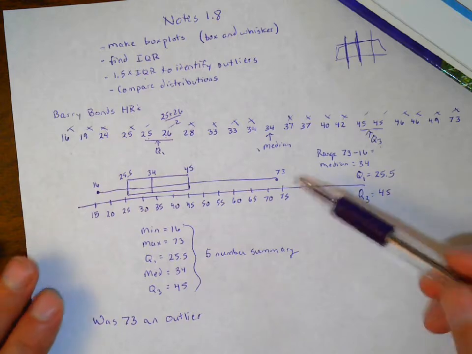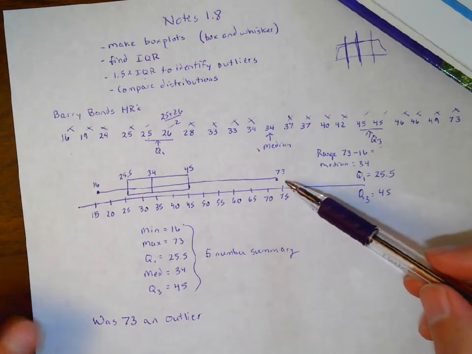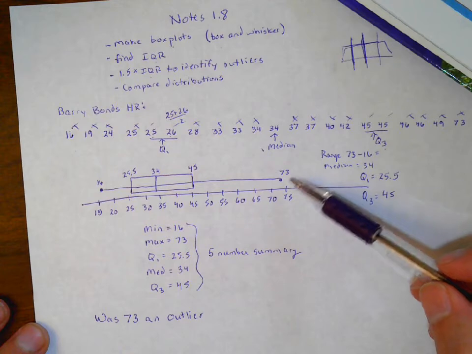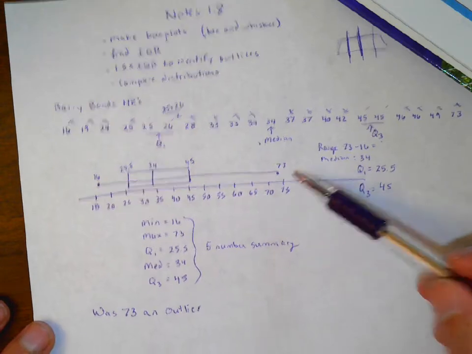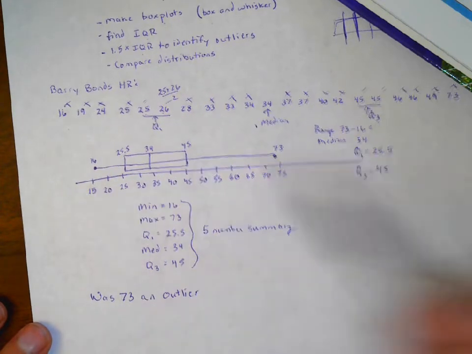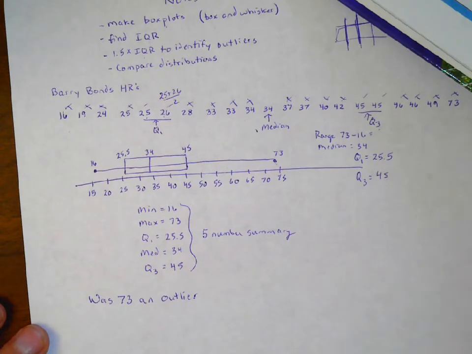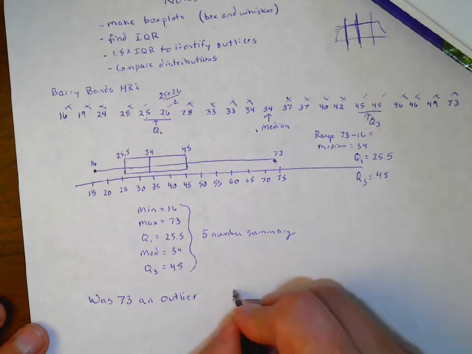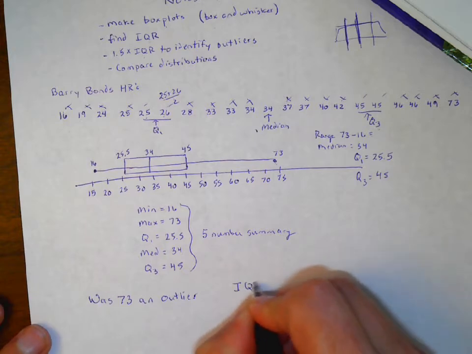So that year, if you know baseball, he and Sammy Sosa went back and forth with the record. They kept hitting. They were both on steroids, but was 73 a very unusual year for him compared to all the rest? Okay, that's what we want to find. So this is how we find the outlier. We have to find the interquartile range.